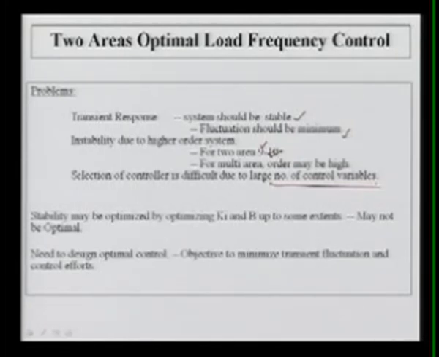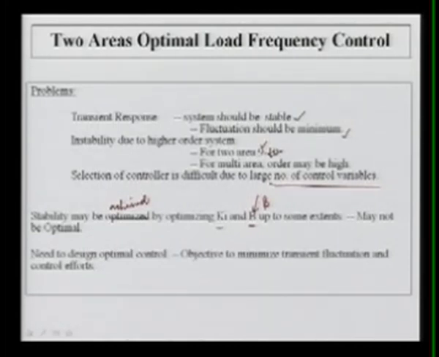Stability may be achieved here by optimizing Ki and the bias up to some extent. But again the controller may not be optimal. The stability, no doubt we can improve by choosing proper Ki and bias values, that is B and K. Here B is nothing but the betas, if you know. We can improve the stability, but we cannot say that whatever value we choose is an optimal one.